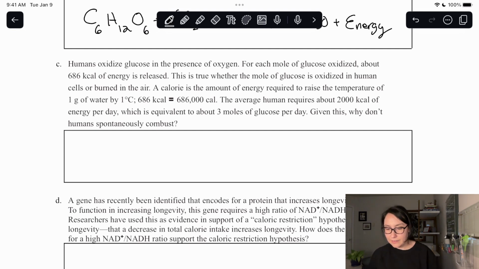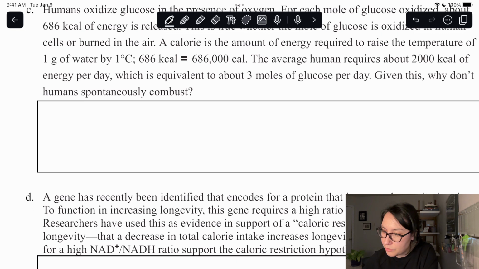This one is a lot of words, but essentially it's asking, since human beings require about 2,000 calories of energy per day, and for each mole of glucose oxidized about 686 kilocalories of energy is released, then why don't humans spontaneously combust? And that is a really good question. Essentially what it's going to come down to is the fact that during cellular respiration, in particular the oxidation of glucose, so the thing that we have to think is glucose oxidation.